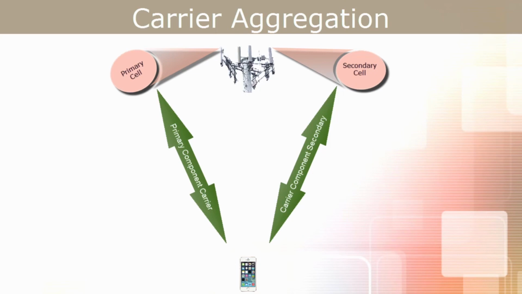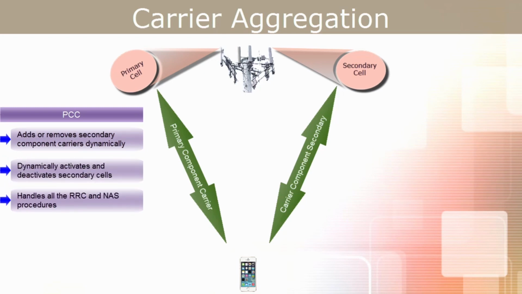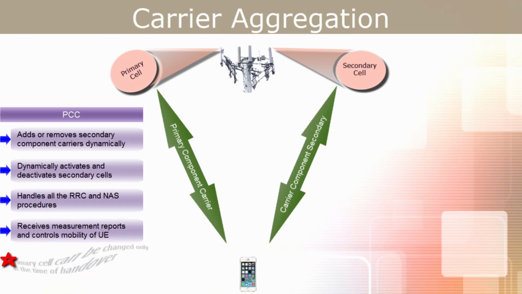Let's see the role played by the primary component carrier in CA. It adds or removes secondary component carriers dynamically based on measurement reports received from the UE. It dynamically activates and deactivates secondary cells. It handles all the RRC and NAS procedures. It receives measurement reports and controls mobility of the UE. Remember, primary cells can be changed only at the time of handover.